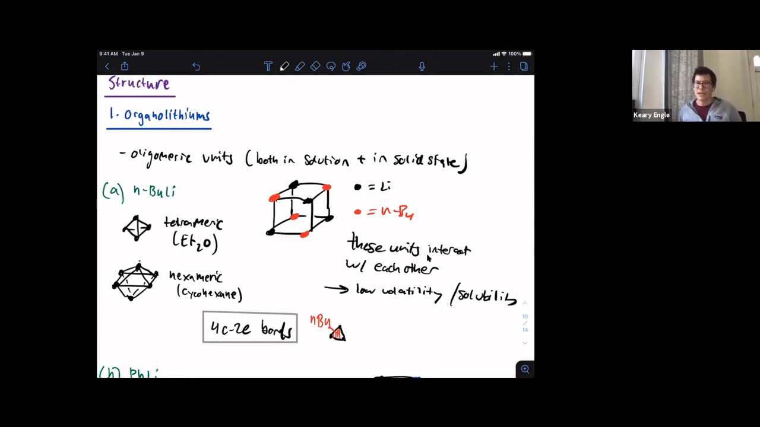And what is perhaps unsurprising, but also adds to the complexity, is that these aggregate units, individual aggregate units, can also interact with each other in solution, and particularly in the solid state. So this gives these species some of the properties listed, for example, low volatility and also low solubility, because they have this propensity to form aggregates and then can crash out.